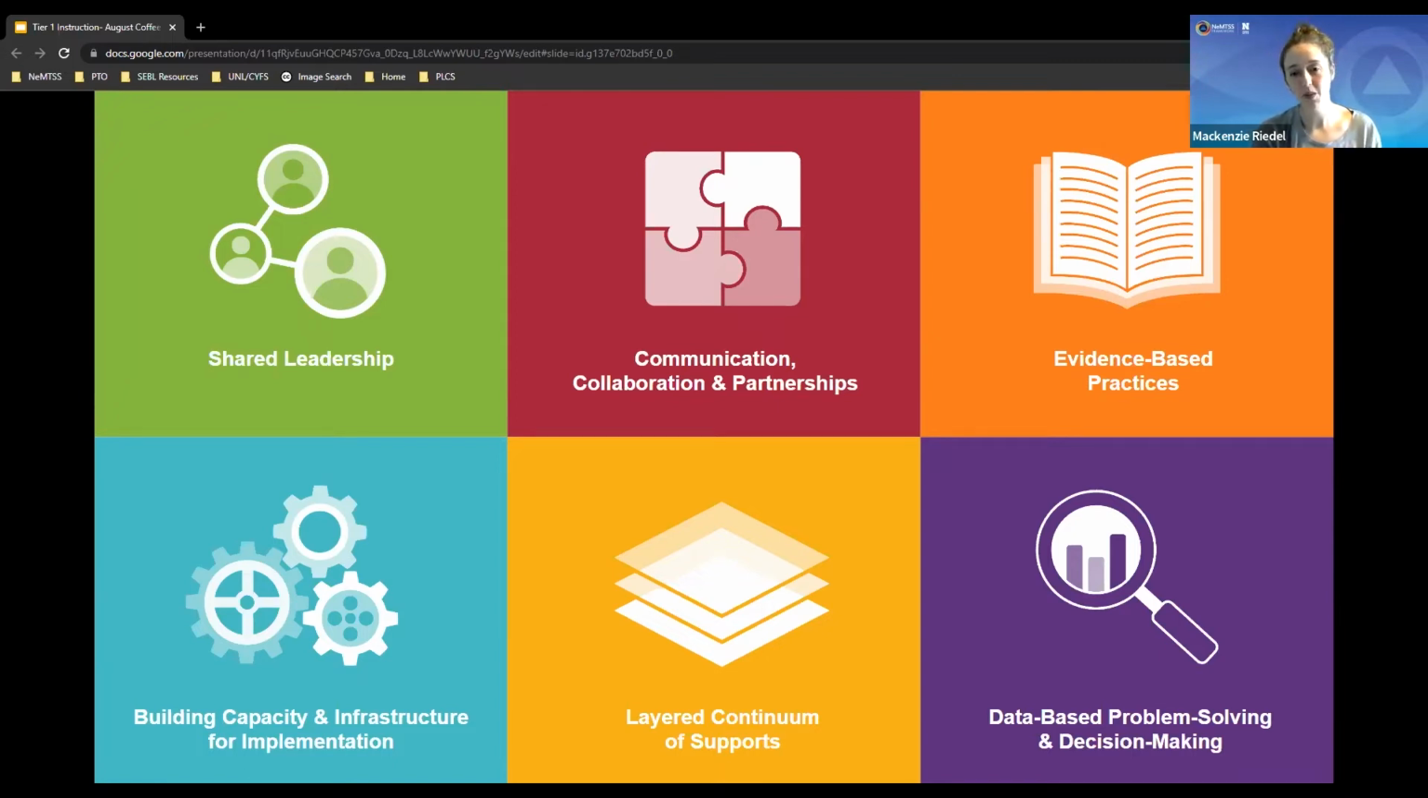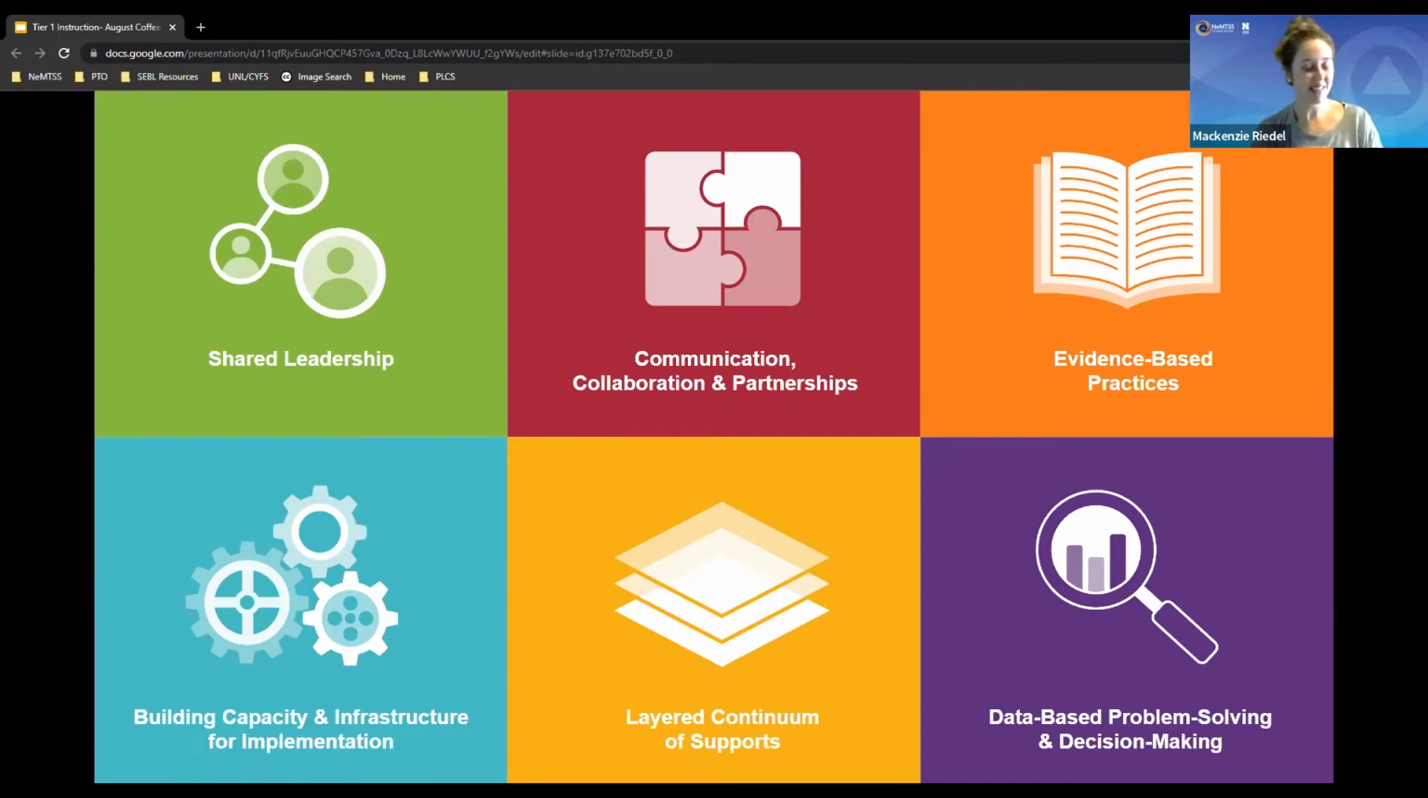And so we want to make sure we have shared leadership, specifically around SEBL. We want our administrators and our teachers to know what it is and have their voices heard as we do this work. Doing some trainings and building up the capacity and the knowledge of those working. How are we communicating what we're doing and collaborating with those in our school and even our community partners and families? And how are we using evidence-based practices throughout this process? And then what data are we collecting and how are we using that information to make decisions?